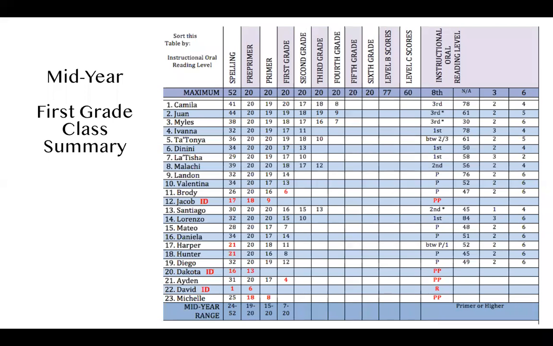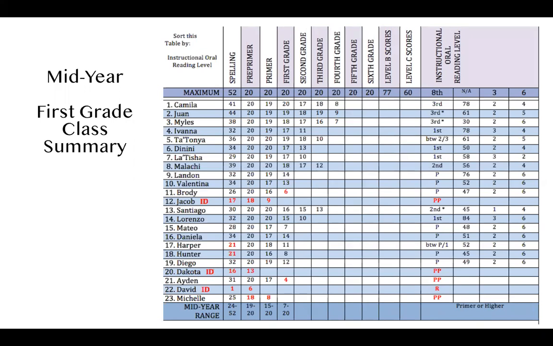So here's an example of a first grade class summary, and this one's sorted by instructional oral reading level. This report's helpful because it will help you see who may still be struggling with certain areas of literacy development by looking from the standpoint of not falling within the mid-year range on specific tasks. Again, you want to look beyond that sum score benchmark even when you're using that class summary.